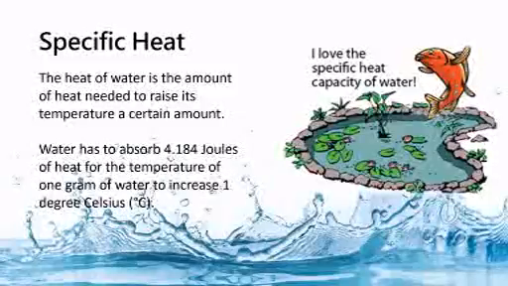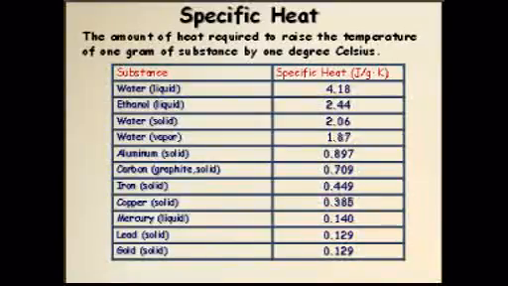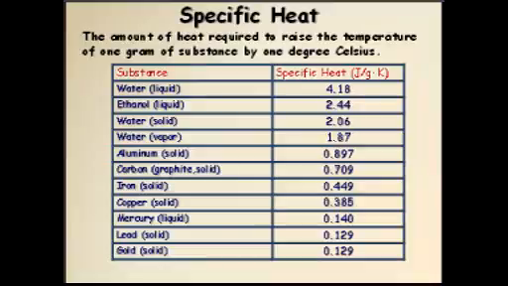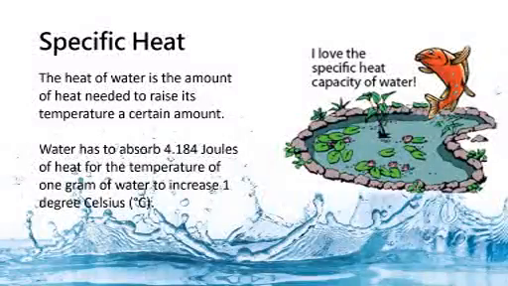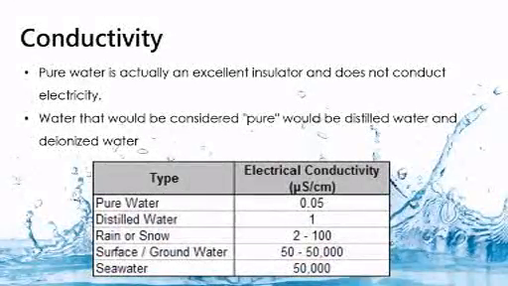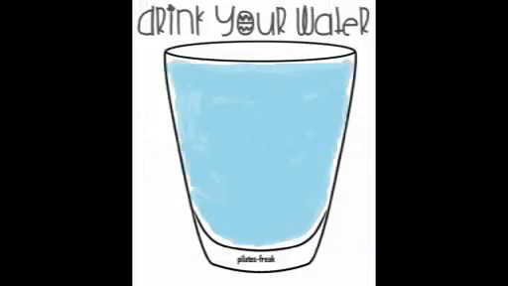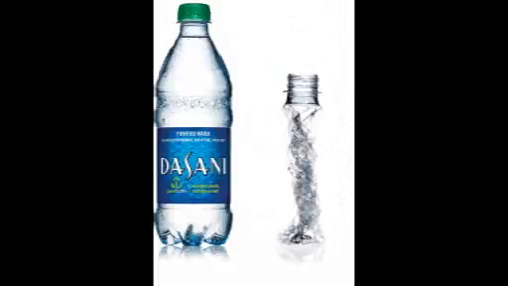Next physical property is specific heat. The specific heat of water is the amount of heat needed to raise its temperature a certain amount. Water has to absorb 4.184 joules of heat for the temperature of 1 gram of water to increase 1 degree Celsius. We will now move on to conductivity. Pure water is actually an excellent insulator and does not conduct electricity. Water that would be considered pure would be distilled water and deionized water.